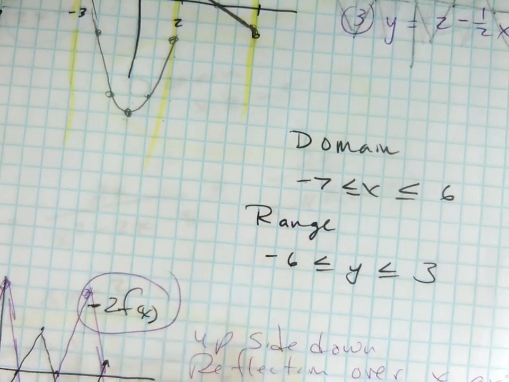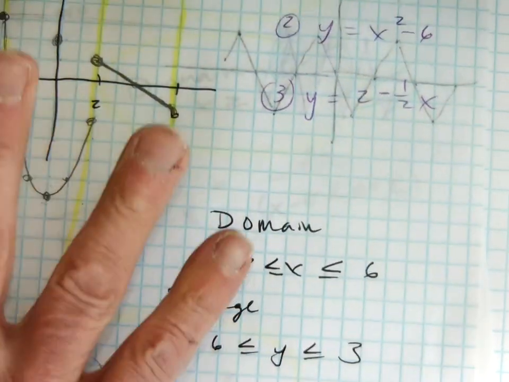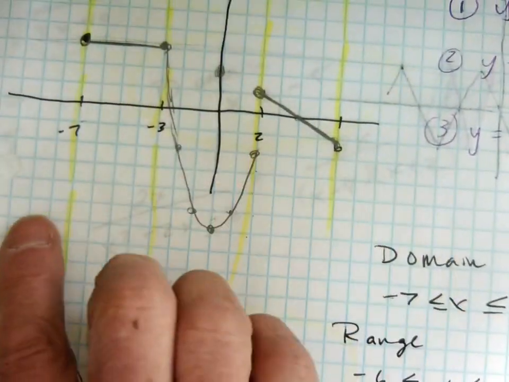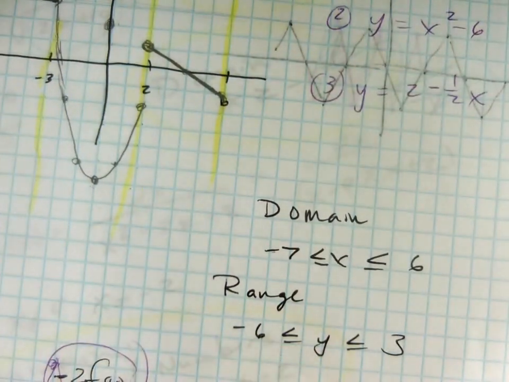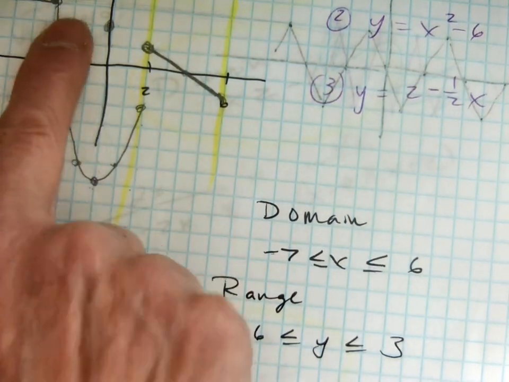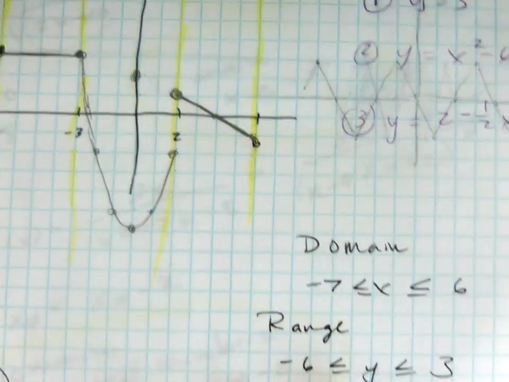Domain. The domain is between, how wide is it? Between negative 7 and 6. And the range is from negative 6 all the way up to 3, okay? Domain, range.